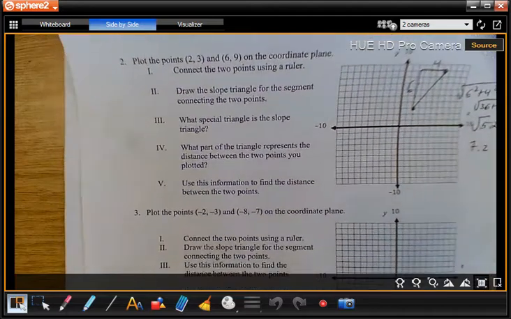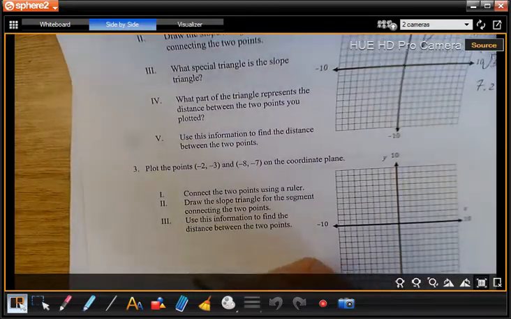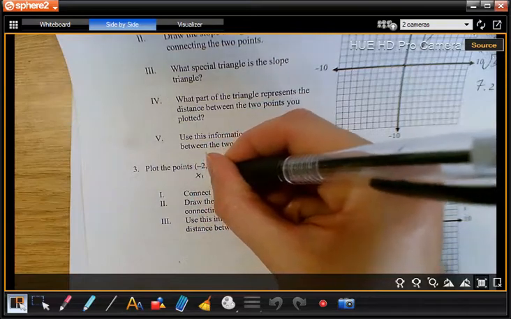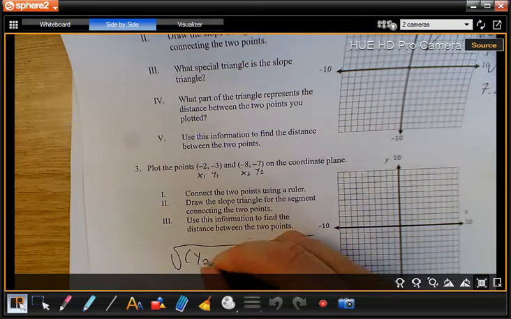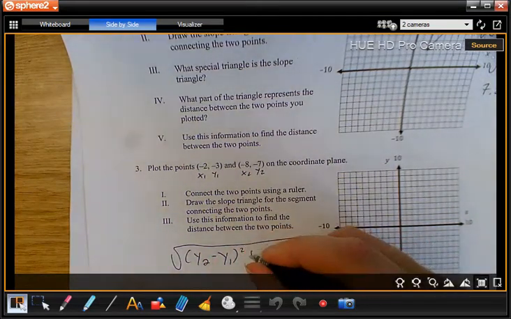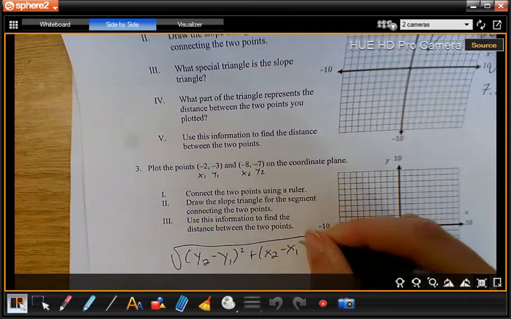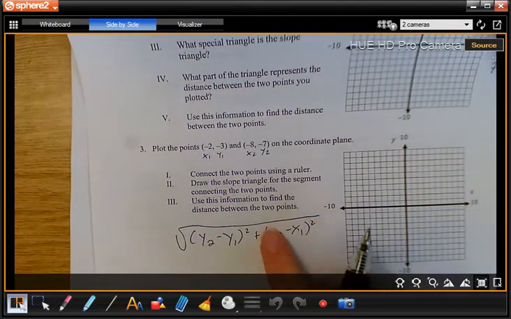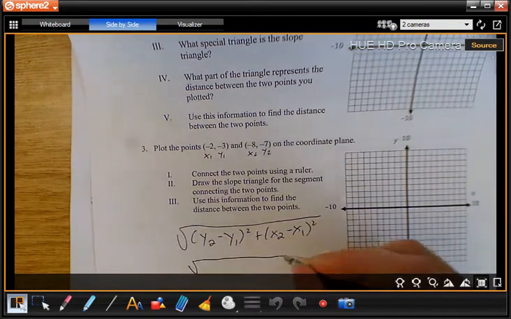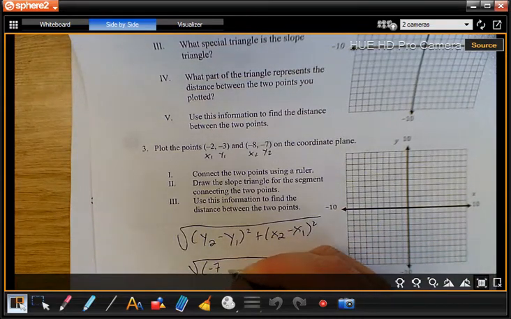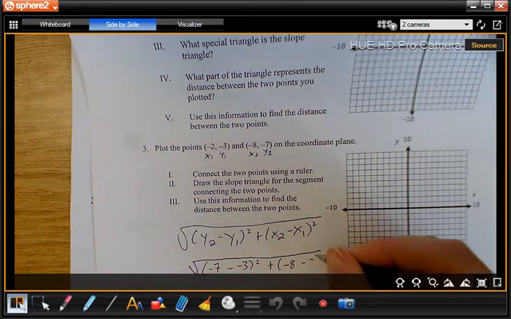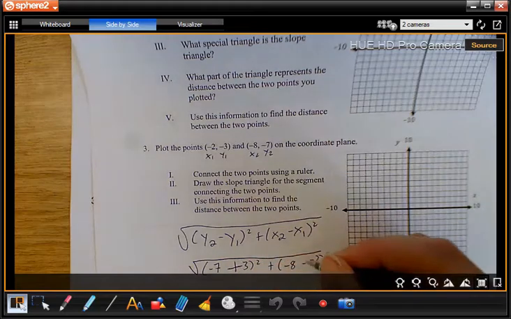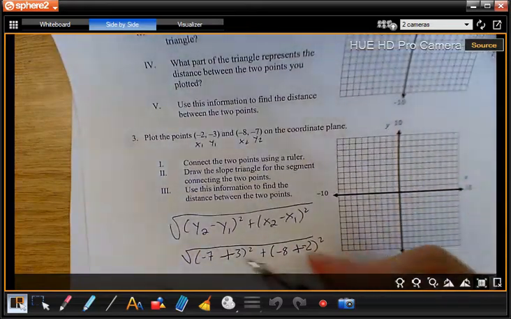You can completely ignore the graph and do it this way, where this is x1, y1, x2, y2, and we can use this formula, y2 minus y1 squared plus x2 minus x1 squared. And again, you could have switched it, moved the x's first and the y second because it's an addition, but this is fine this way. So we're going to go the square root of -7 minus a -3 squared plus -8 minus a -2 squared. Remember, a negative and a negative makes a positive.